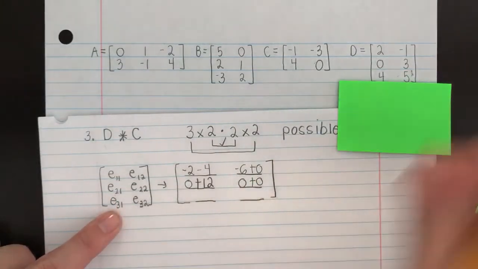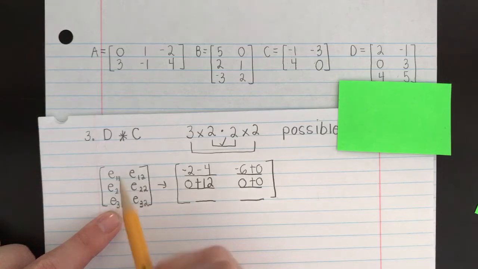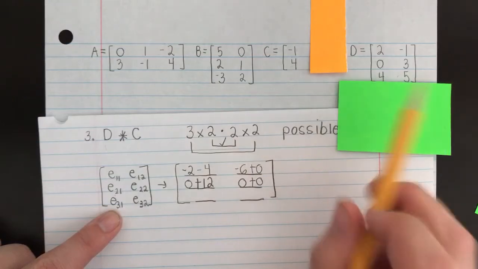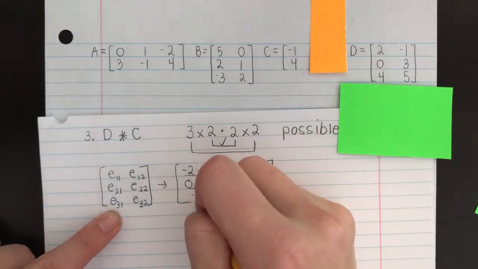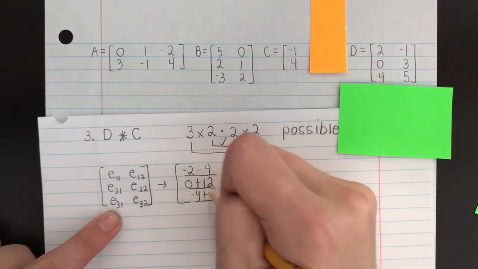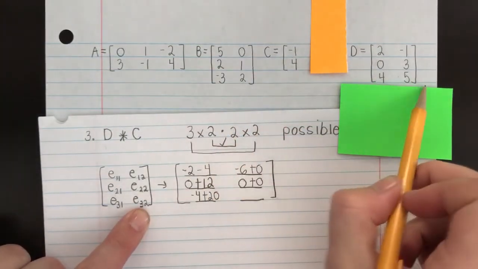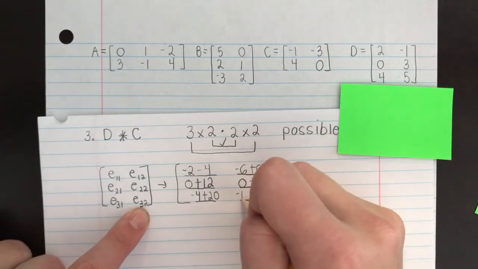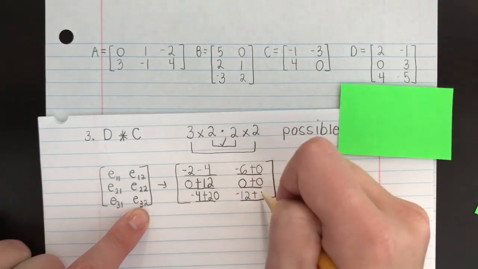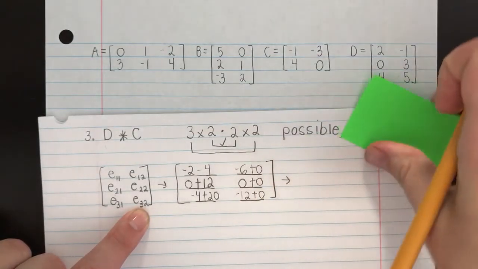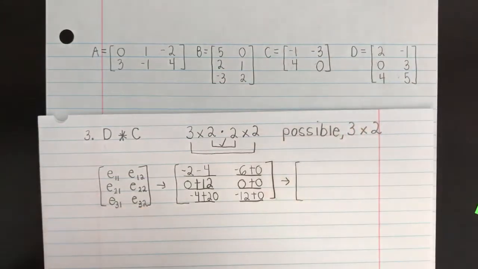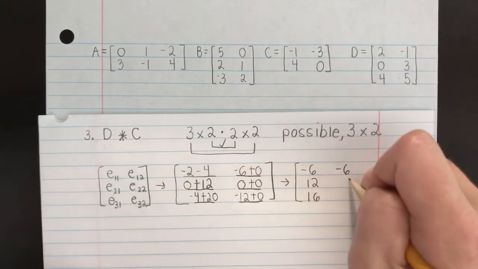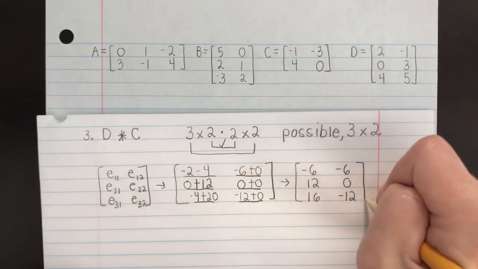Last but not least, row 3 of D and column 1 of C. So negative 1 times 4, which is negative 4, and then 4 times 5, which is 20. And then last but not least, row 3 of D, but yet column 2 of C. So negative 3 times 4 is negative 12, and 0 times 5 is 0. So my final answer for this one is negative 6, 12, 16, negative 6, 0, and negative 12.